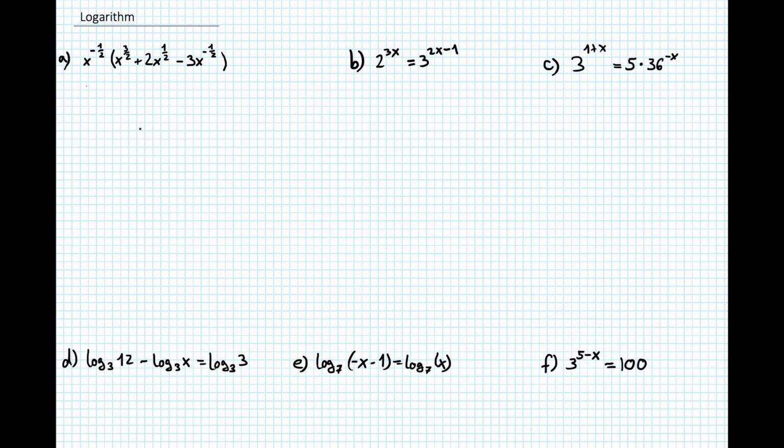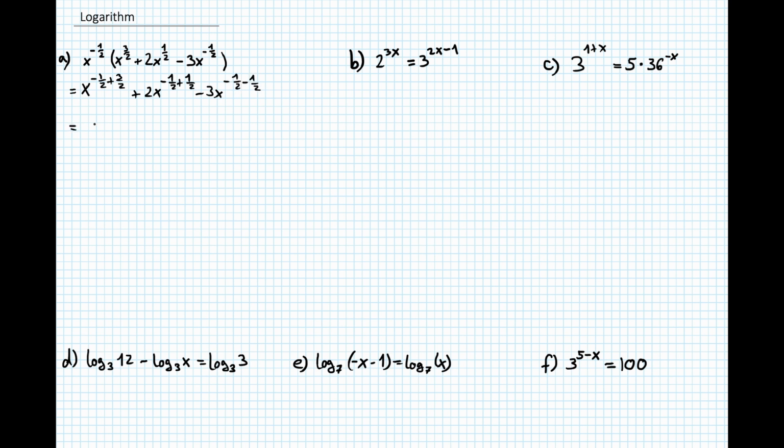Alright, so we'll start off by simplifying this first expression. When simplifying an expression like this, we'll just multiply the first term here with each of the terms inside the parentheses, and that just works by adding the exponents. With the next one, we can leave the 2 in the front. And then minus 3x to the power of negative 1/2 minus 1/2.